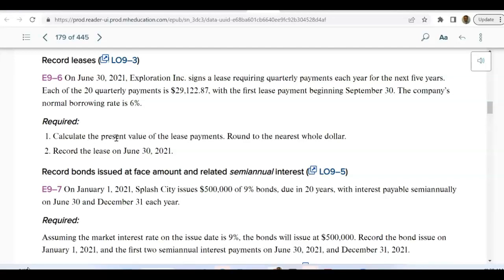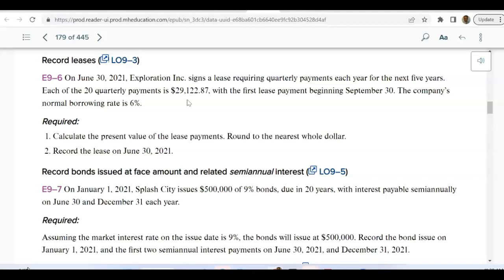Okay, calculate the present value of the lease payments, because you want to recognize the lease asset and lease liability, right? So you need to calculate the present value of all these payments. The payments are $29,000 every quarter for the next 20 quarters. But if you bring this payment, which is a series of payments, that means annuity. And the next question is, what type of annuity are we looking at? This is annuity due, right?